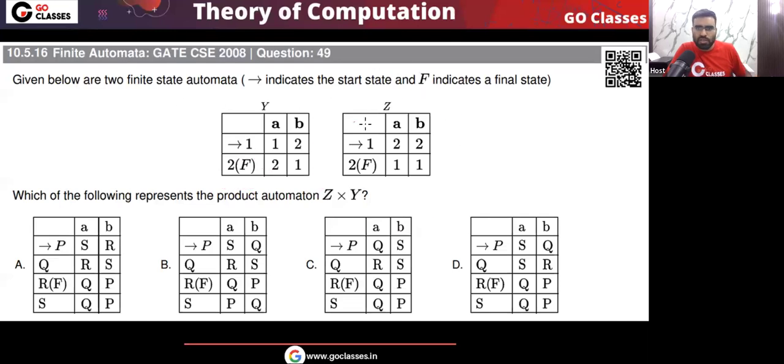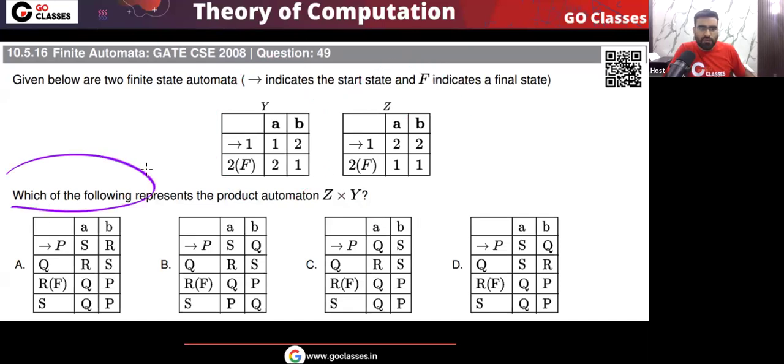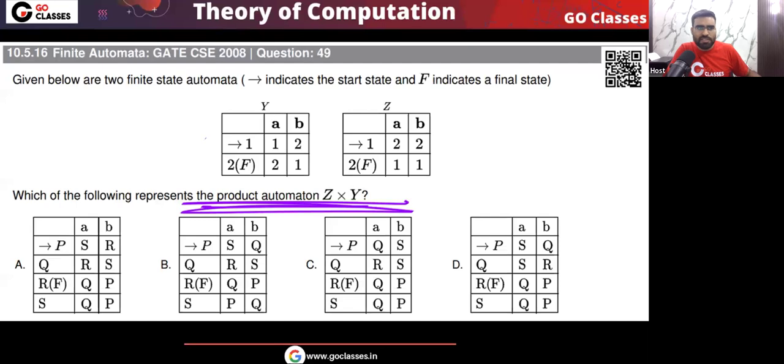In this DFA also, you can see we have two states. State 1 is the initial state. State 2 is the final state. 2F means 2 is the final state, and this arrow means this is the initial state. Remember, F indicates the final state and this arrow indicates the start state. So we have two DFA. Now the question is asking which of the following represents the product automata Z cross Y. We have to find which of them is the product automata Z cross Y.